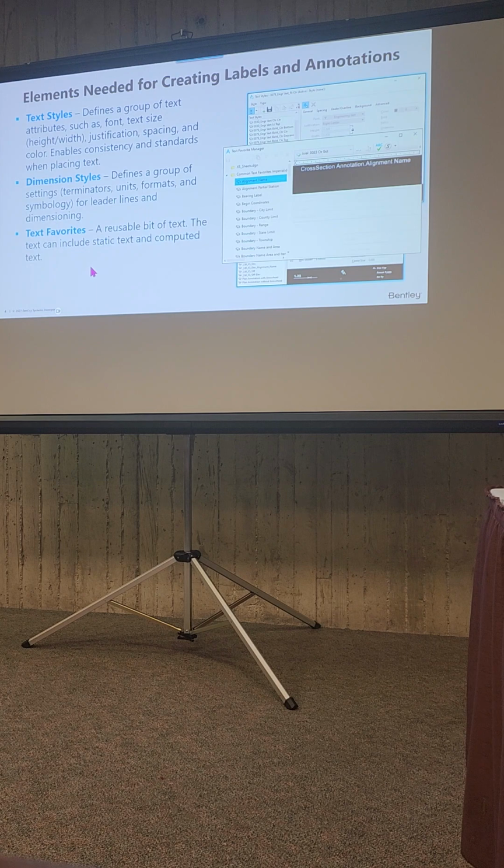But in here, what we're doing with the text favorite is a reusable bit of text. It's usually a combination. It can just be static text like begin project, or it could have static text with a field. So it could be like station colon, which would be your static piece, and then the field is the piece that updates based on its position relative to another element or a property of itself. So we're building a label that is going to pull information from the civil element, and as the properties are changed in your design, those text boxes are going to update for you automatically.